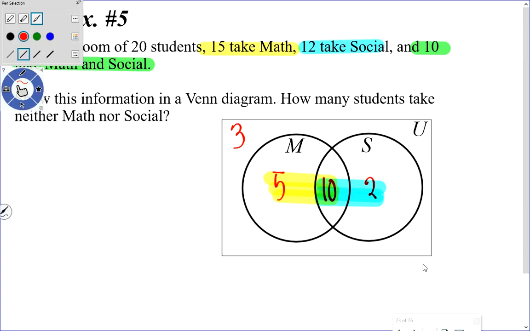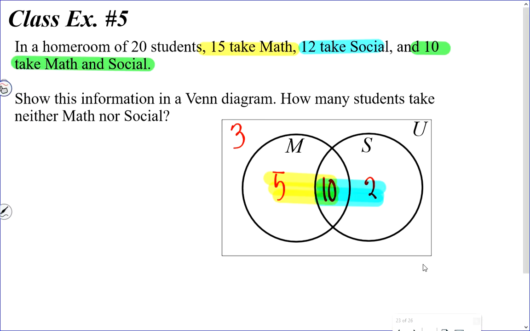Now let's double check. Do all of these numbers add up to the universal set of 20? Yes. Are the numbers inside of the math circle totaling 15? Yes. Are the numbers in the social circle totaling 12? Yep. And are there 10 that take both? Perfect.